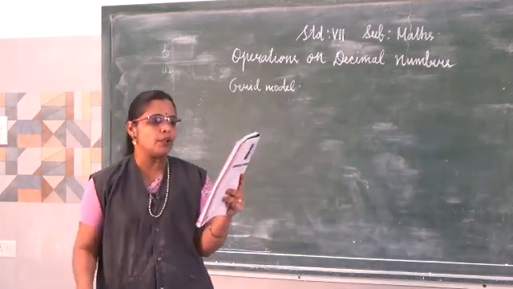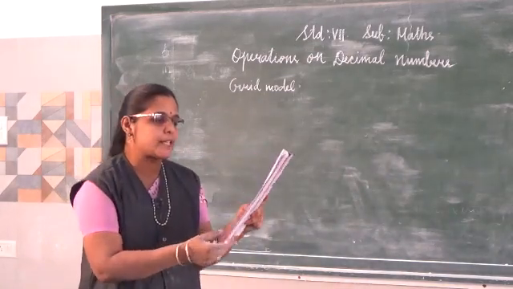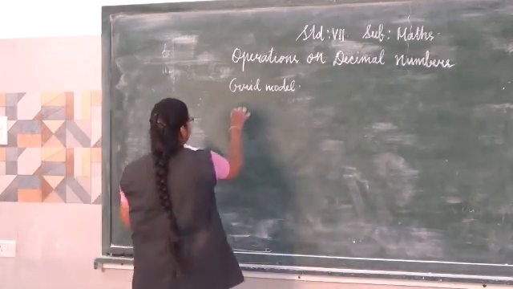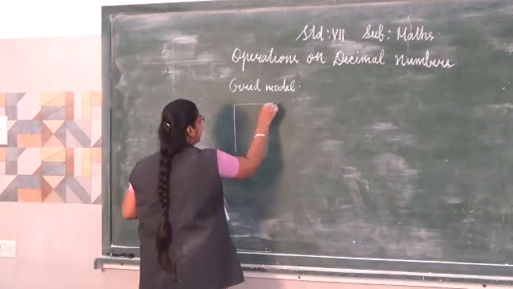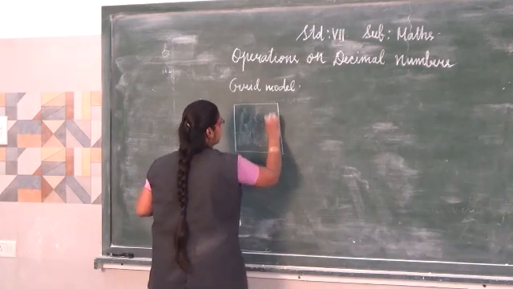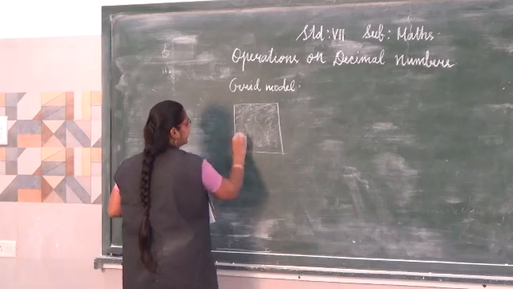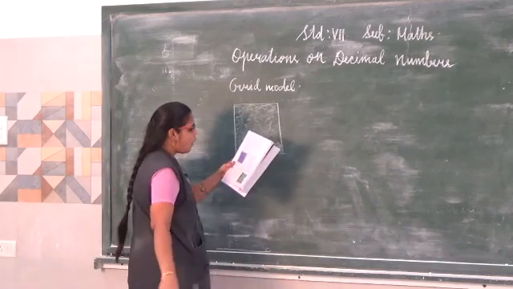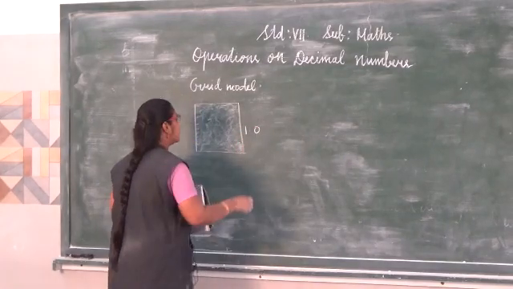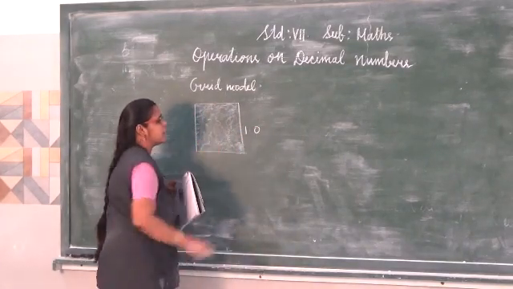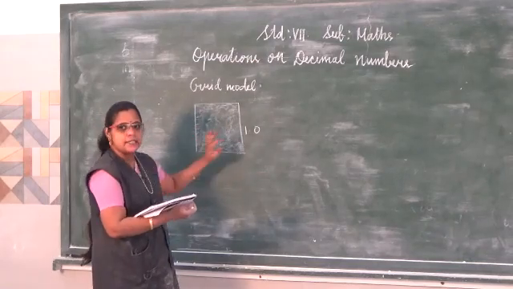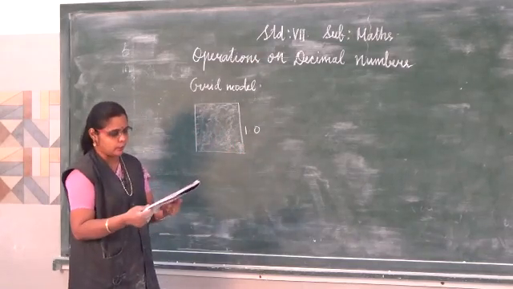We see below the grids used to represent decimal numbers. In the first one, they have shaded the whole square box like this. If it is shaded like this, it is the whole number. Here, this is 1.0. In a grid model, if it is represented like this, it is 1.0.